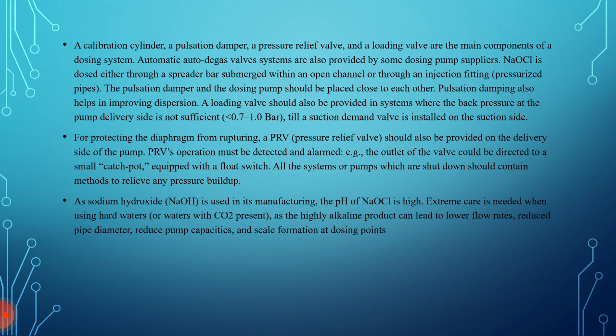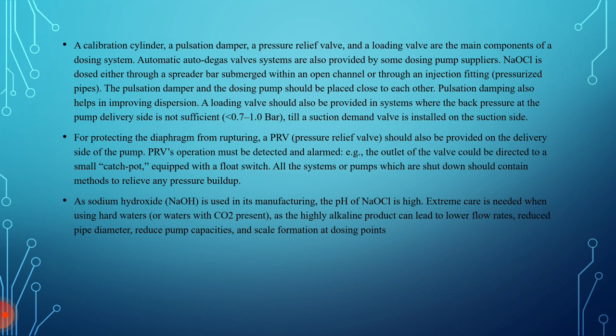NaOCl is dosed either through a spreader bar submerged within an open channel or through an injection fitting. The pulsation damper and the dosing pump should be placed close to each other. Pulsation damping also helps in improving dispersion. A loading valve should also be provided in systems where back pressure at the pump delivery is not sufficient. A suction demand valve is installed on the suction side.